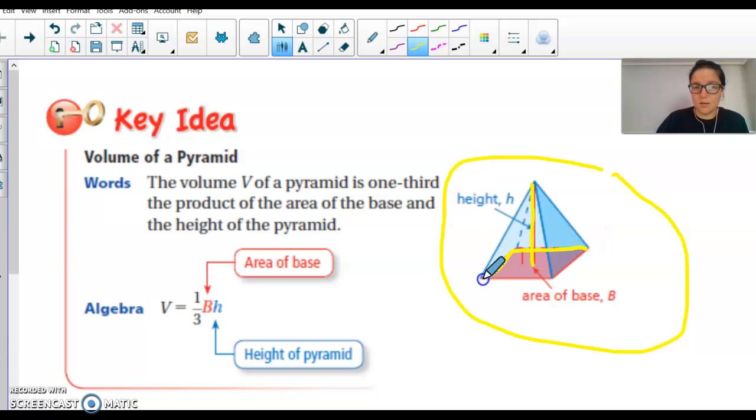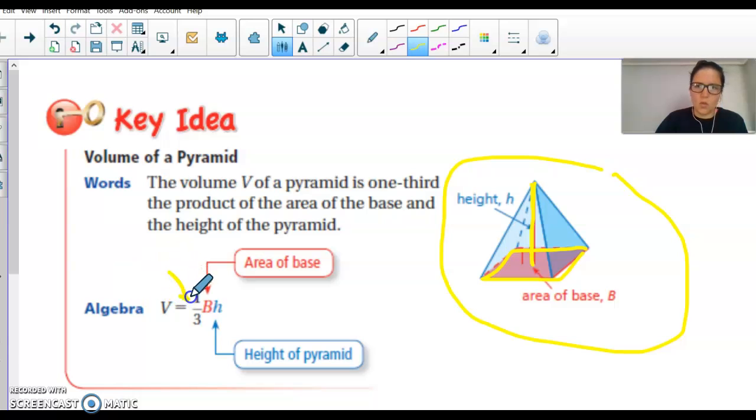This one is like a rectangle. We can't call it a square even though it looks like a square because we don't know the side lengths yet. So the base is a rectangle. So you're going to find the area of the base and know the height is from the base to the very top. Now what's special about the volume of a pyramid is it's 1/3 the product of the area of the base and the height of the pyramid.